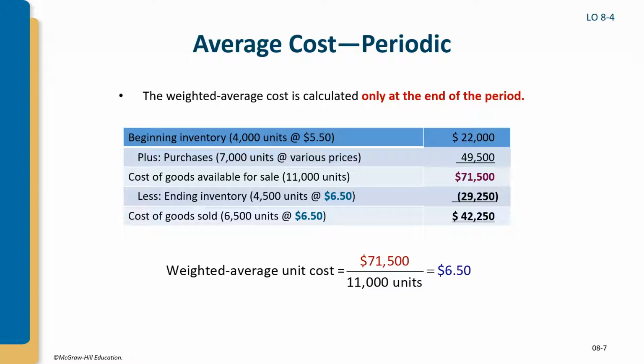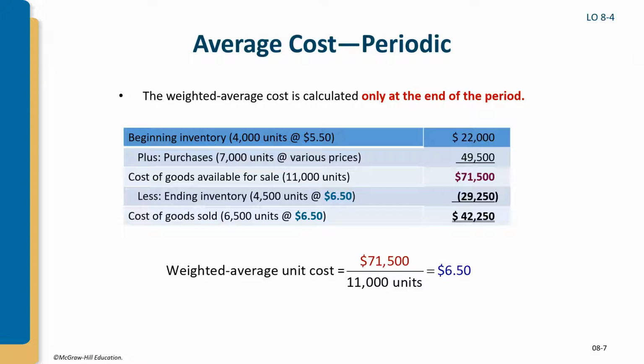Well, how many are still left? And it's the 4,500. And those items are known. So we could subtract the 4,500 that are still here from the 11,000 and determine 6,500 were sold. So we need to figure out the cost of those 6,500 and make that end of year journal entry.